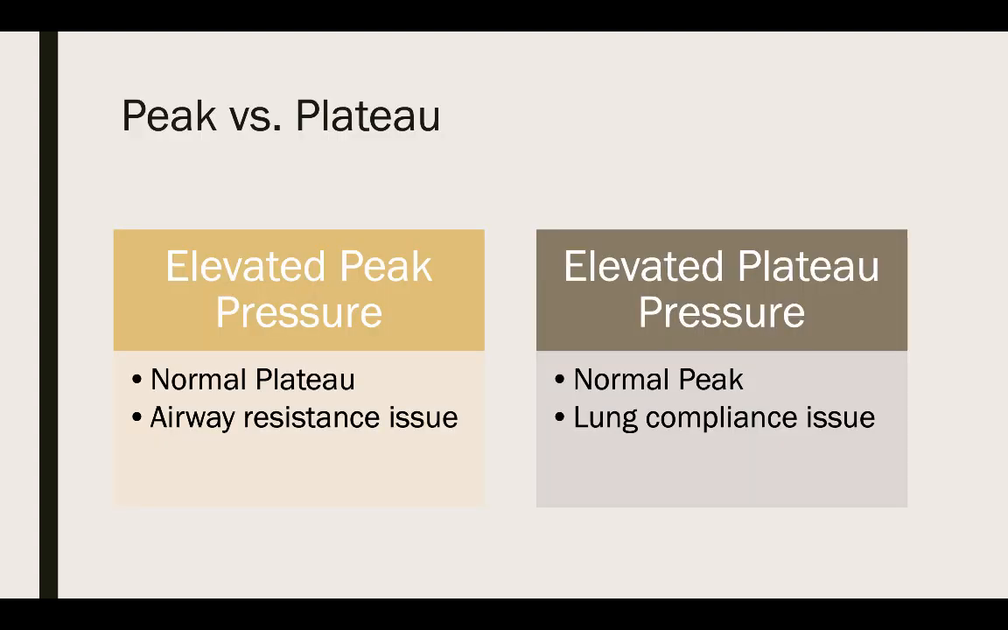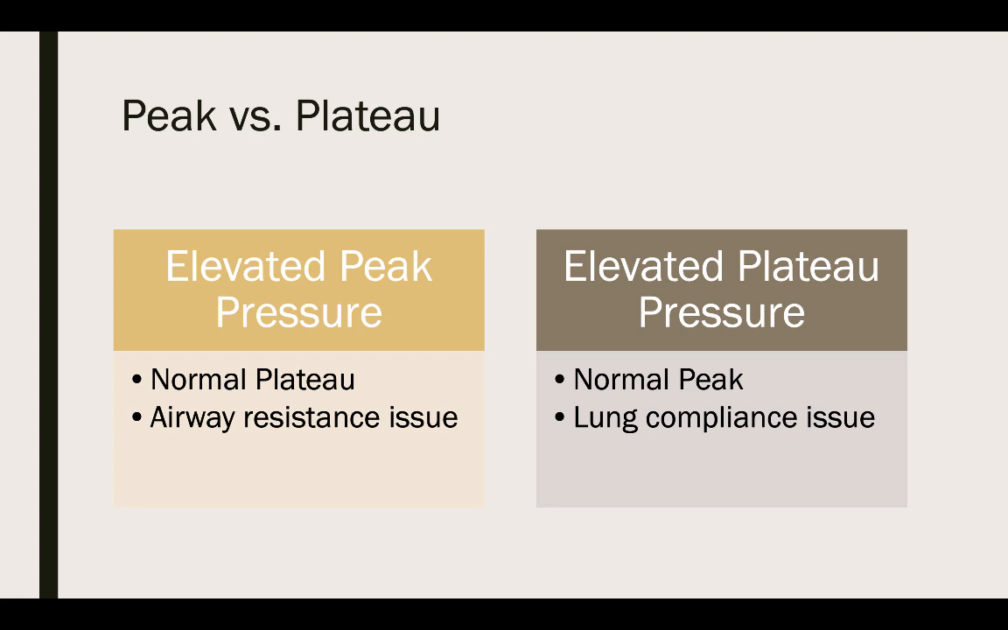Now I've got peak pressures, I've got plateau pressures. What can we do with these since we don't set them? Your patient's body sets them themselves. We can look at our peak pressure. If it's too high, we'll say it's over 40 centimeters of water, and then we take a plateau pressure. We do that manual hold, get a plateau pressure. And the plateau is normal, but I have an elevated peak pressure. Well, I've got an airway resistance issue, right? I might have COPD. It might be an asthma patient. I've got a resistance issue.